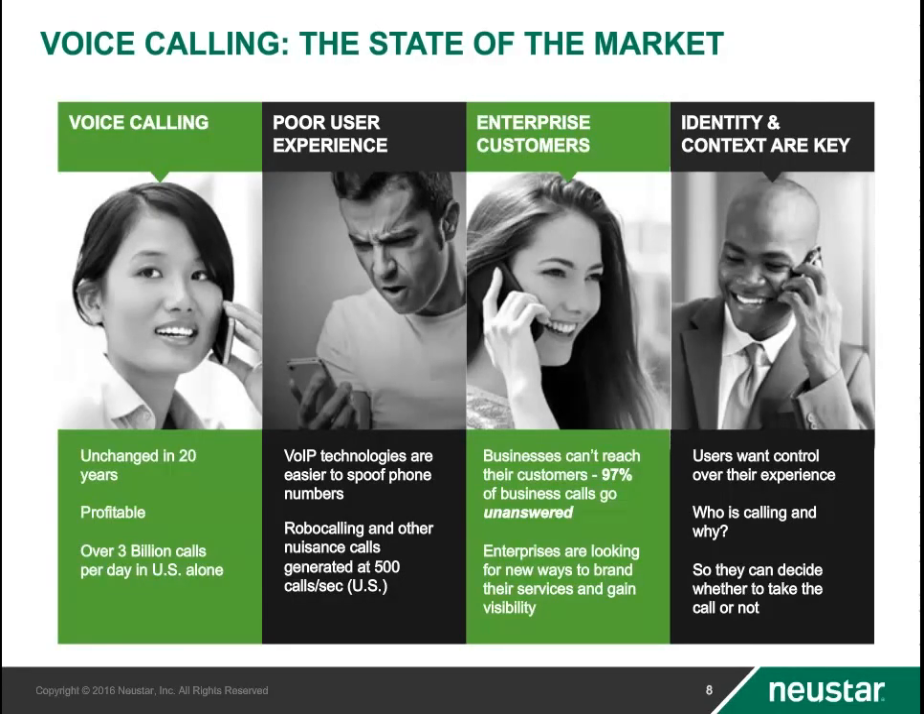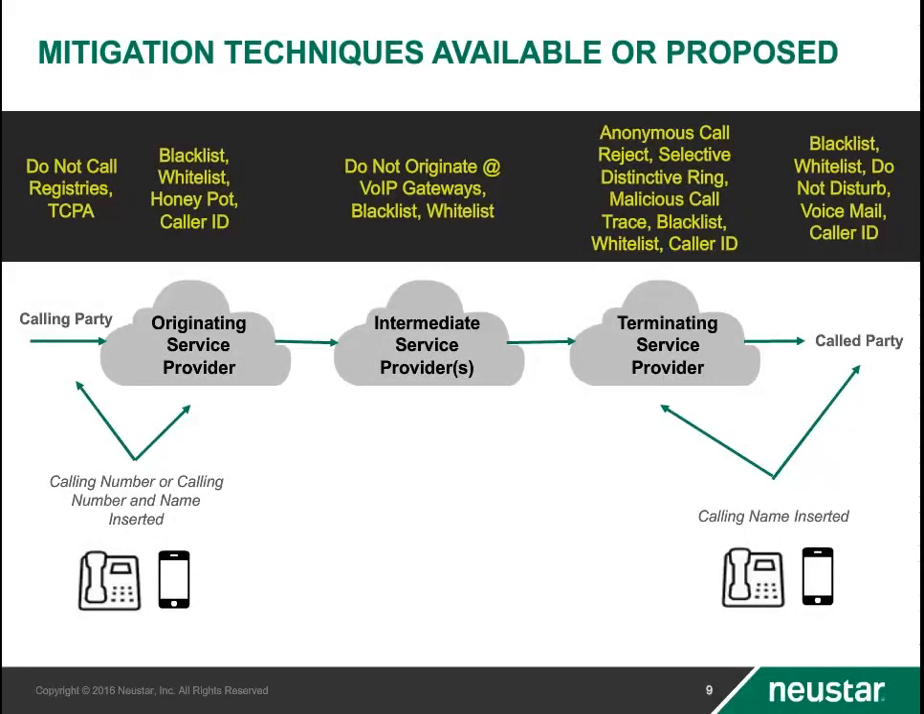Now, there is a suite of mitigation techniques out there today and even proposed. I'm not going to go through all of these, but if we look at the middle of the slide here, a typical phone call will go through at least the originating provider. And if the phone call is not to someone on that originating service provider network, it will go through maybe an intermediate network, maybe multiple intermediate networks, maybe no intermediate networks, but ultimately it will go to a terminating service provider, and then that call gets delivered to the called party, the person receiving that call.